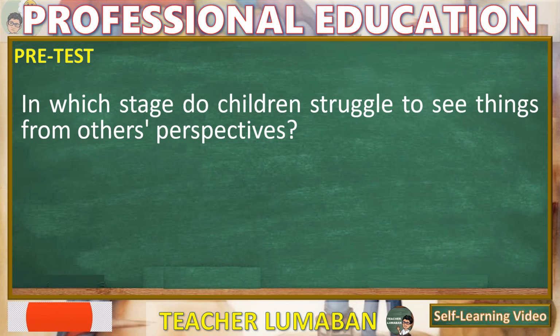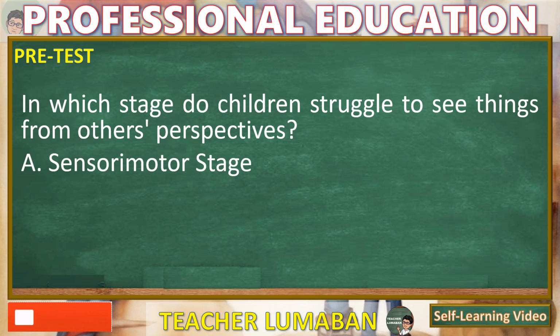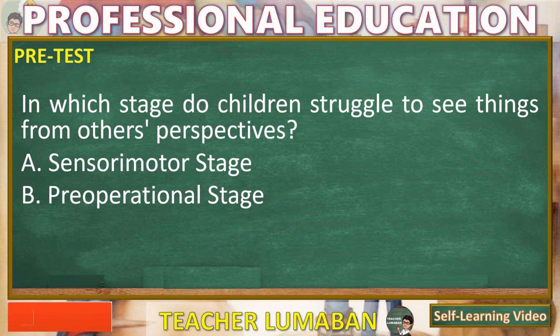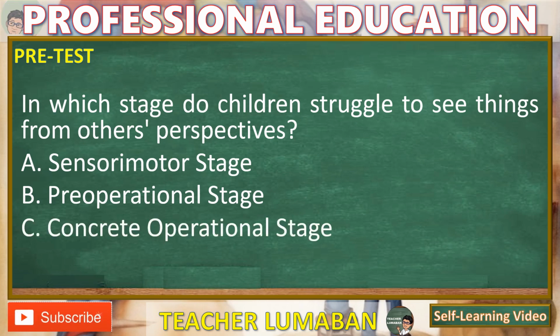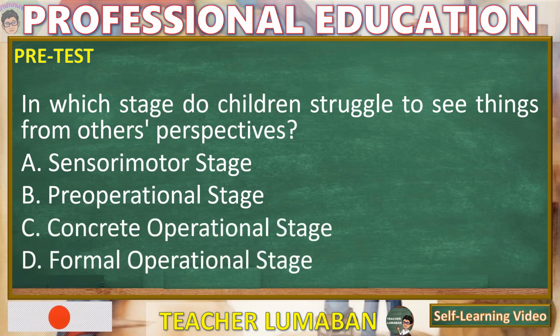In which stage do children struggle to see things from others' perspectives? A. Sensorimotor stage. B. Preoperational stage. C. Concrete operational stage. D. Formal operational stage.